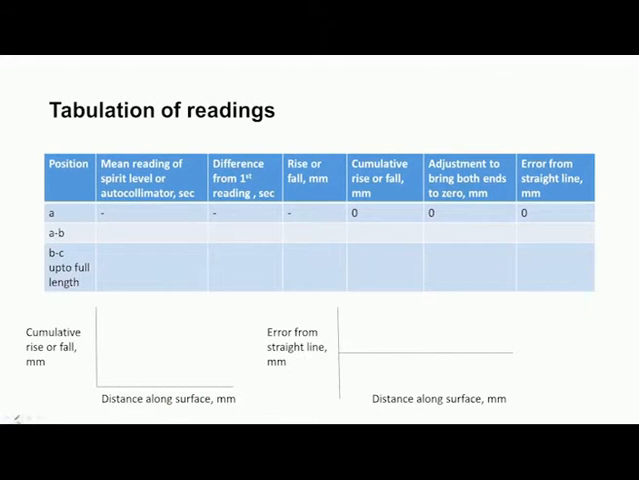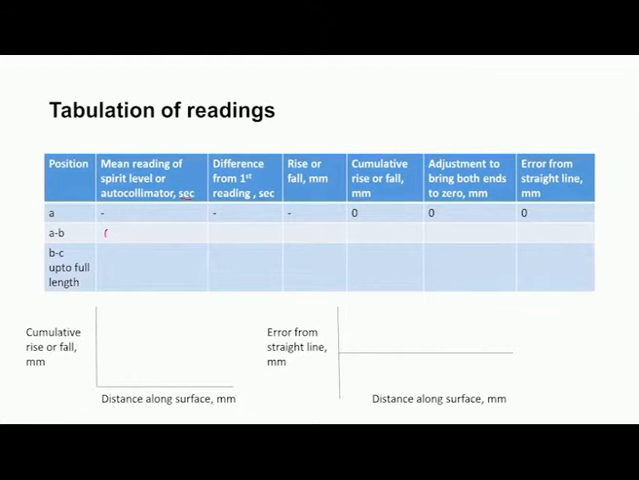Now, all the readings are tabulated as shown here. The first column shows the position of the reflector. The starting point is A, and then we have positions A, B, B, C, up to the full length where we have to take the readings. The mean reading of spirit level, or autocollimator, is applicable to both. Mean readings in the forward direction and in the reverse direction, we find the mean values, and those mean values in terms of seconds we have to record here. And then the difference from the first reading, that we have to take here.